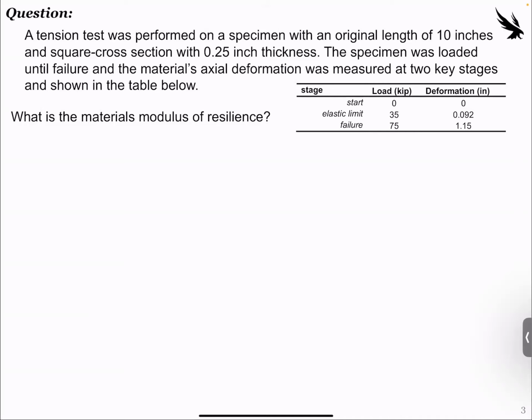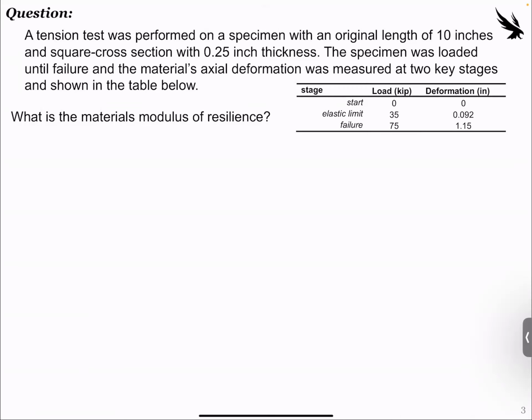So we see the start, 0, 0. That's what we expect, right? 0 load, 0 deformation. We say we reach this elastic limit of the material at 35 kip, and we have a resulting deformation of 0.092. And then we have failure at 75 kip, and that is at a deformation of 1.15 inches. We're asked, what is the material's modulus of resilience? So we'll first have to think about what modulus of resilience actually represents.